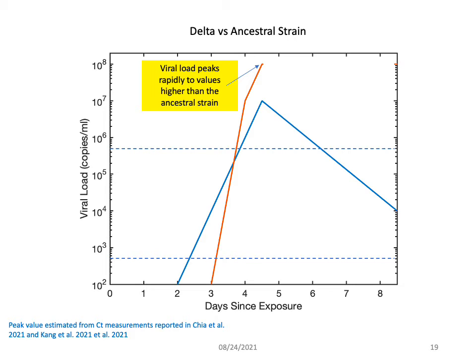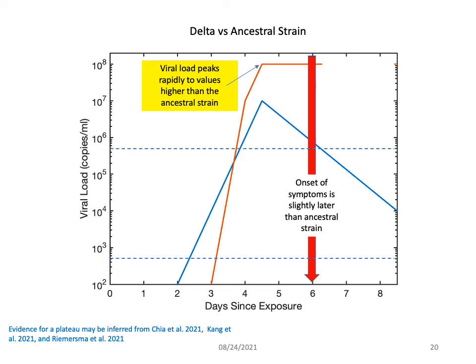This initial boost that Delta has allows the virus to reach a higher peak viral load than the ancestral strain. It also seems that once it reaches the peak, the viral load remains high and does not decrease as in the ancestral strain. It actually looks like the viral load in the case of Delta has a plateau.